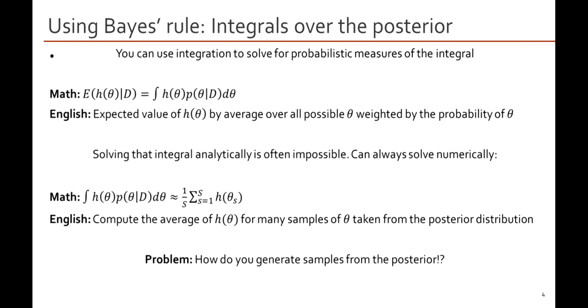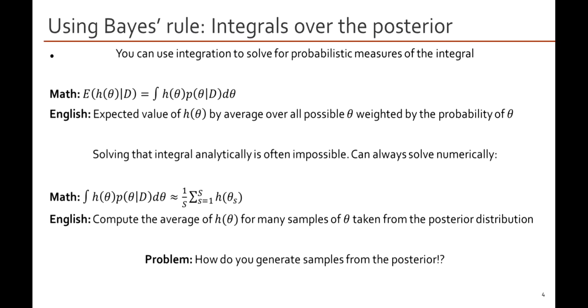So that is to say, what should I expect the value of this function to be given everything that I've seen so far? Now the way that I do that is by computing an average of this function h for certain parameters over all possible parameters, so that's what this d theta tells me, weighted by their probability of observing the data, so that's the posterior distribution. Now this integral here is often impossible to solve exactly or analytically.